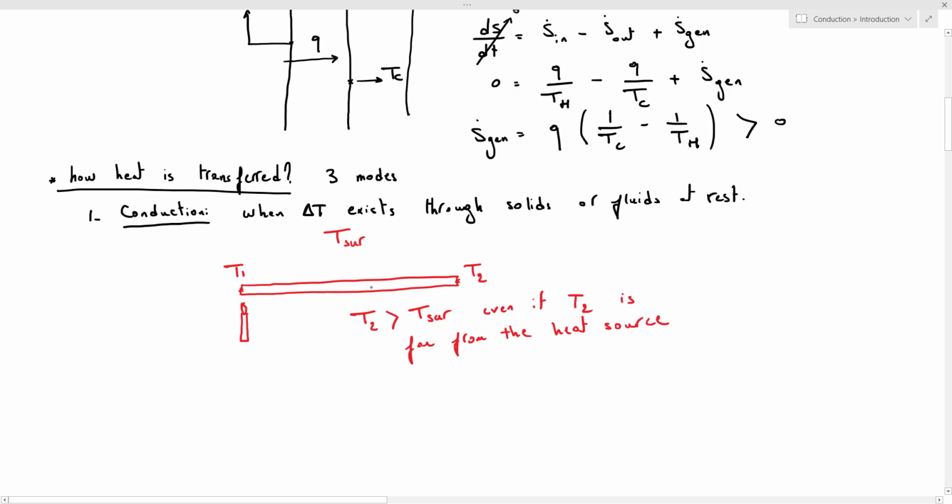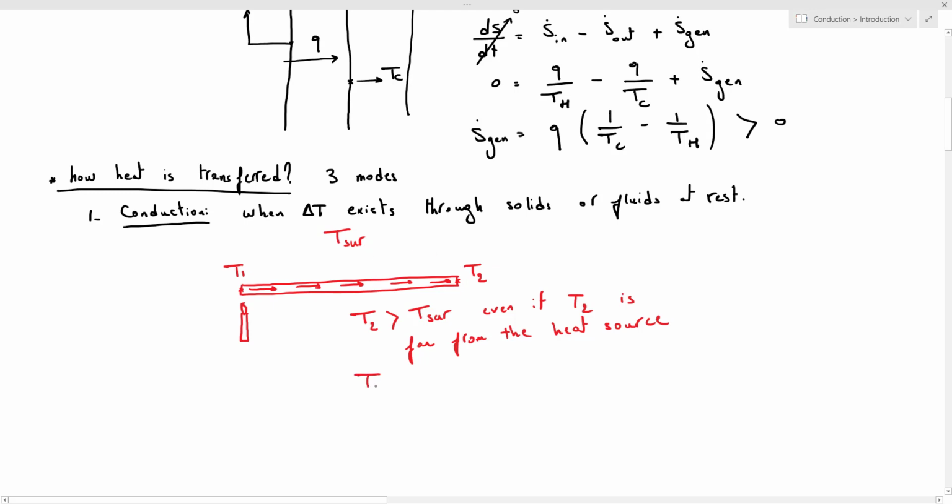So this probe here is far from the heat source. However, we obtain that T2 is greater than T surrounding. And the reason for this is that heat is transferred through the metal bar by conduction and it will reach the opposite end. So that's why we have T2 greater than T surrounding.